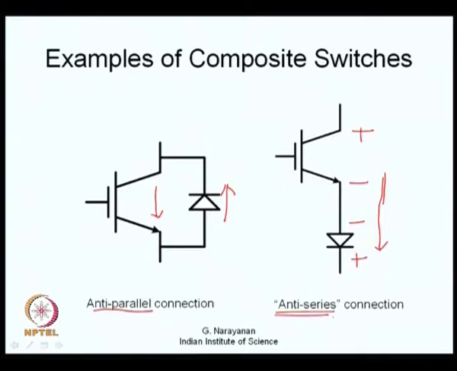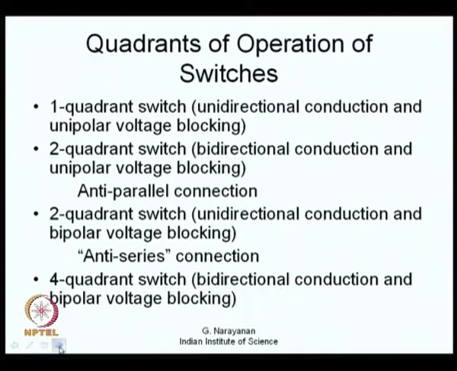So, these are certain things which we saw last time. What we are able to do is, we are able to realize composite switches using the individual switches that we really have. We can go in for an anti-parallel connection to ensure bidirectional conduction and go in for the so called anti-series connection to ensure a bipolar voltage blocking capability. This switch between these 2 points can block voltages of either polarity when it is in the off condition. So, switches can be characterized in a particular fashion depending upon their direction of conduction and their voltage blocking capability.